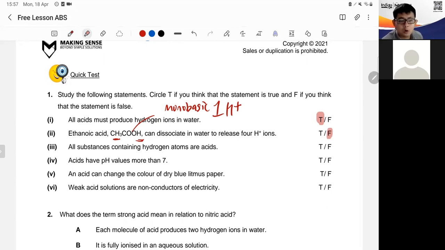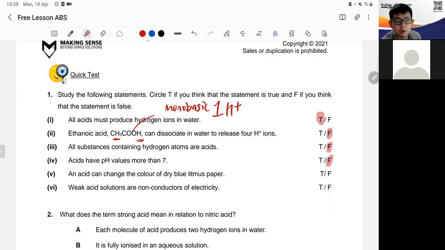Leading on to that, all substances that contain hydrogen atoms are acids. No, there are so many things that contain H out there that are not acids. Is water an acid? No, right? It's 2H. Is ammonia an acid? No. So this is false. Acids have pH value more than 7. You learn in Sec 1 and Sec 2, it's less than 7. So this is false as well.